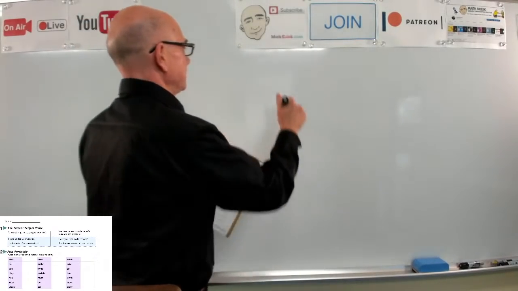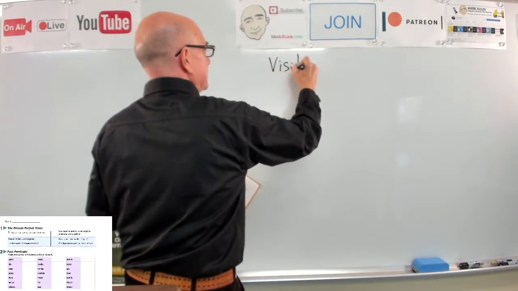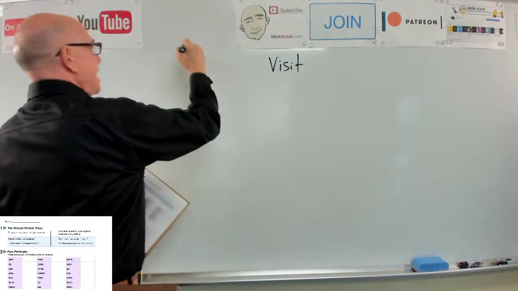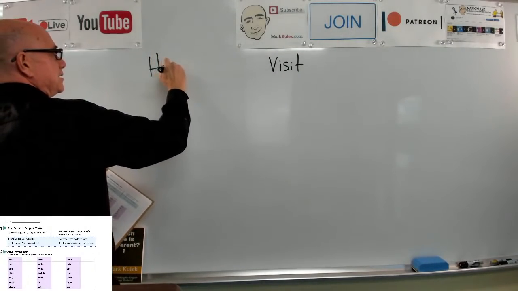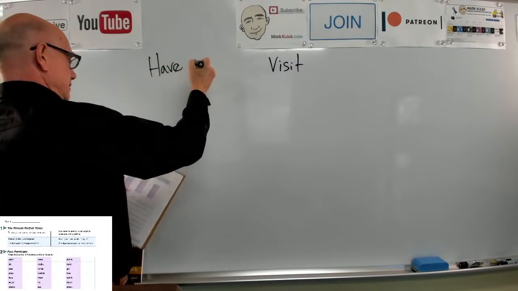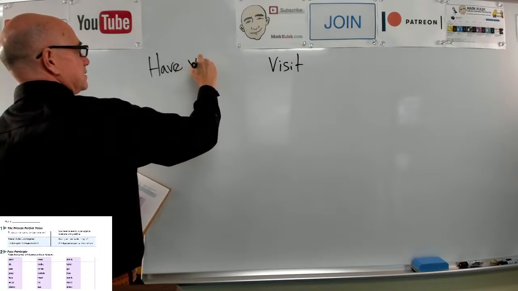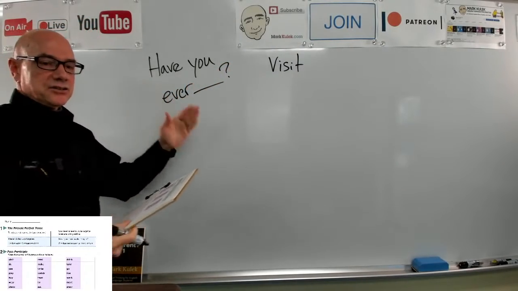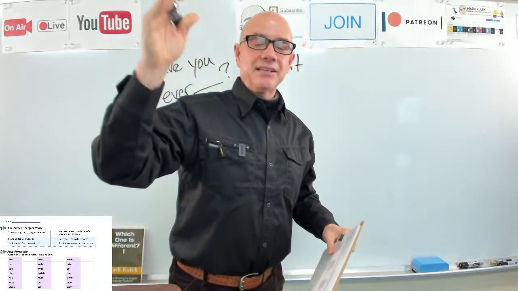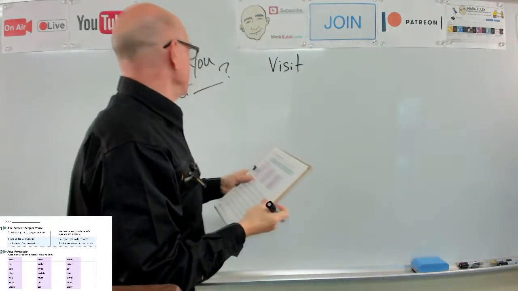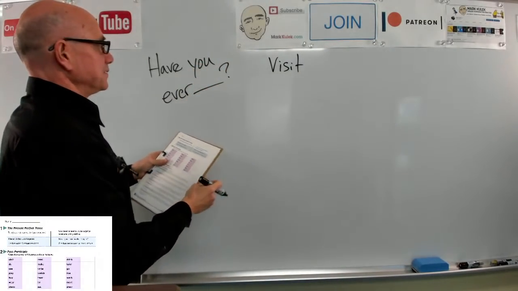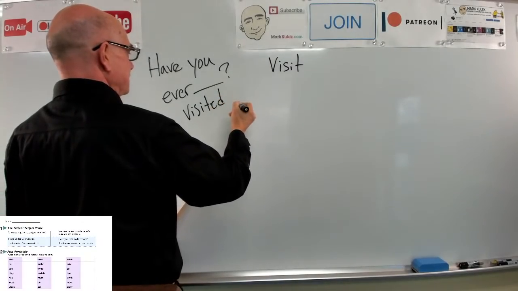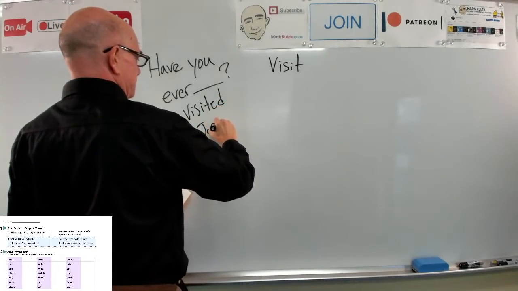All right, so visit. Okay, visit is a regular verb, so we just add ed, visited. Okay, so our have you ever? So we're making questions using the present perfect. Have you ever? And so experiences in your life, right? Have you done these in your life? Have you experienced this in your life? And then the verb, we have to change the verb. Have you ever visited Japan, for example?